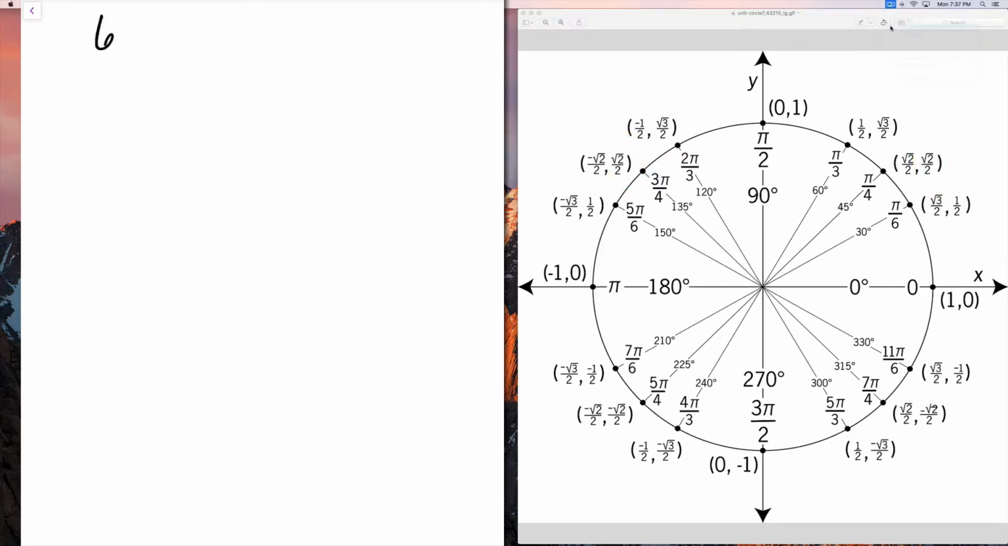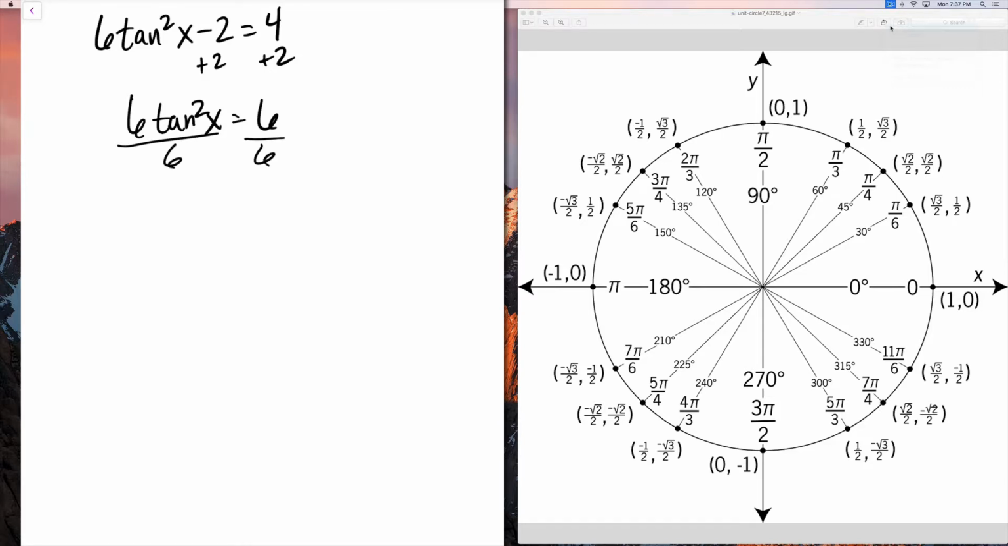Number 9, we have 6 tangent squared x minus 2 equals 4. So yeah, let's do this. So we're going to do a plus 2. Plus 2, that gives me 6 tangent squared x equals 6. Divide by 6, divide by 6. Tangent squared x equals 1, leaving me with tangent x equals plus minus the square root of 1.